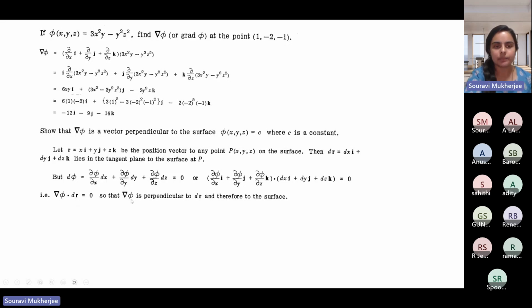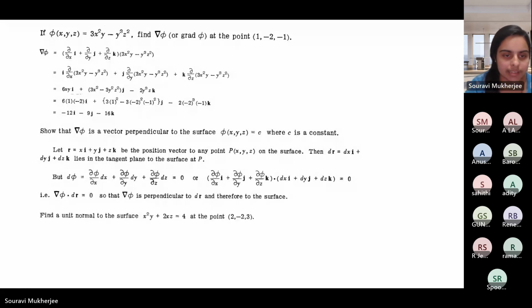So this tells you that the gradient of some scalar quantity is perpendicular to the surface which corresponds to some constant value of that scalar, right? So this is another significance. If you want to visualize what grad phi is, this gives you a visualization.